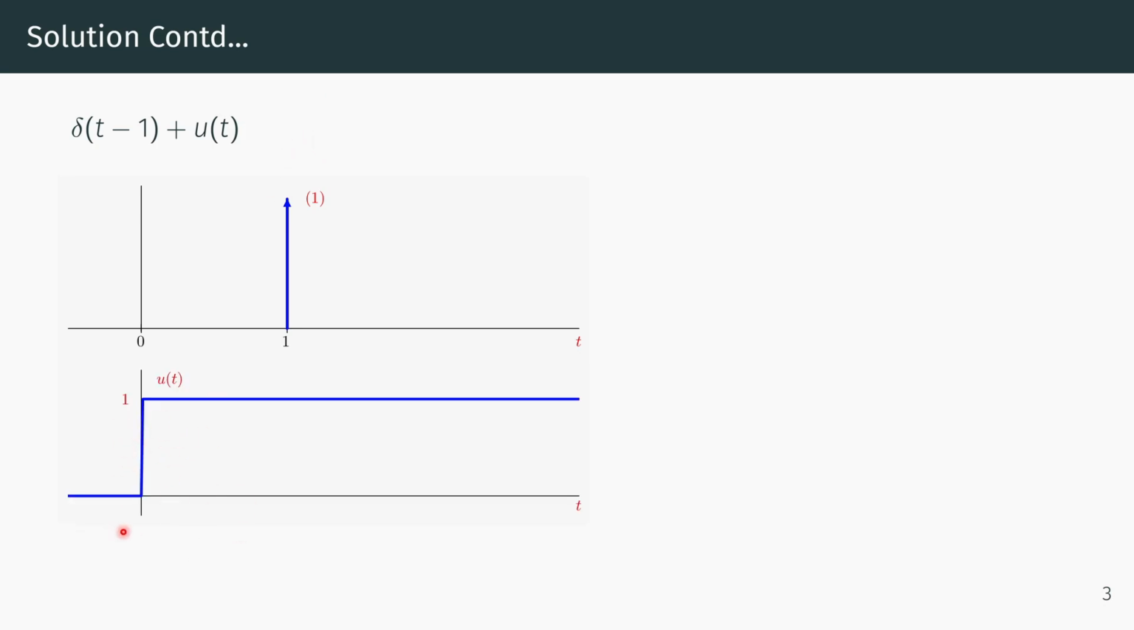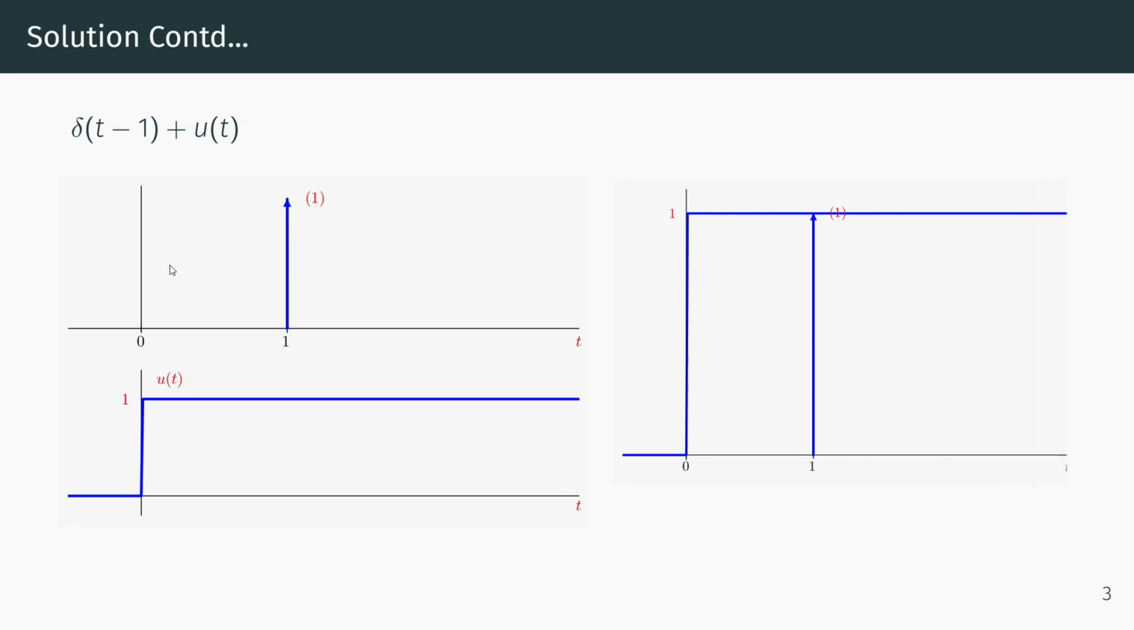The unit step function is 1 for t greater than or equal to 0, and 0 for t less than 0. Now, because we are asked to add these two signals, the summation will look like this. So you have a unit step function on which we have superimposed the Dirac delta function. The plot of the addition of these two signals will look like this.